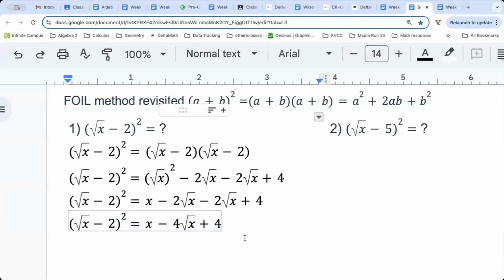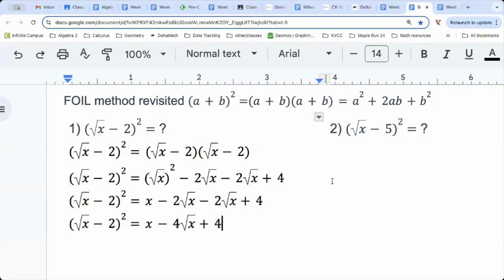So at the end of the day, square root of x minus 2 squared is just a squared, which is square root x squared. The middle part is just 2ab. What does that mean? It's just 2 times square root x, then times negative 2. So 2 square root x times negative 2 is just negative 4 square root x. And that's b squared. Two negative numbers give you a positive 4. So you can skip all that FOIL stuff and just use that template. You should be able to get to this quickly.